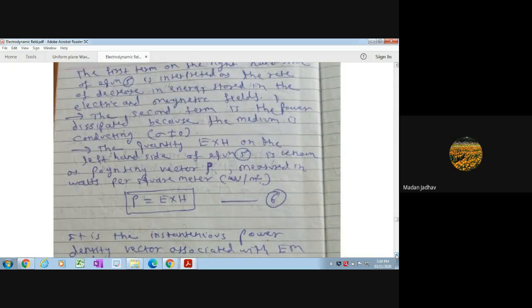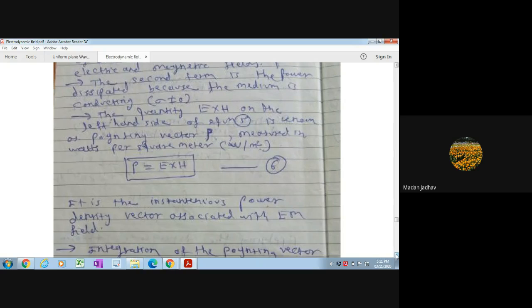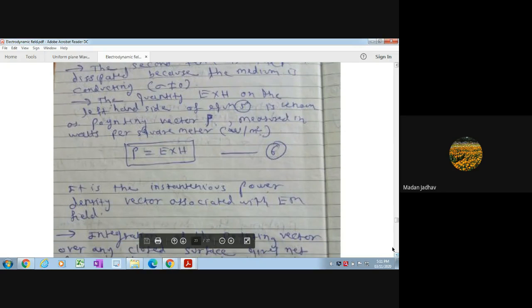Now suppose the Poynting vector is given to you, and you want to find the total power present in a cube, or inside a sphere, or the total power coming outside a closed surface. Then you have to take the volume integral of that Poynting vector, so that you will get the total power, or the net power out of that closed surface. Okay, and this is one of the equations, that is the Poynting theorem.